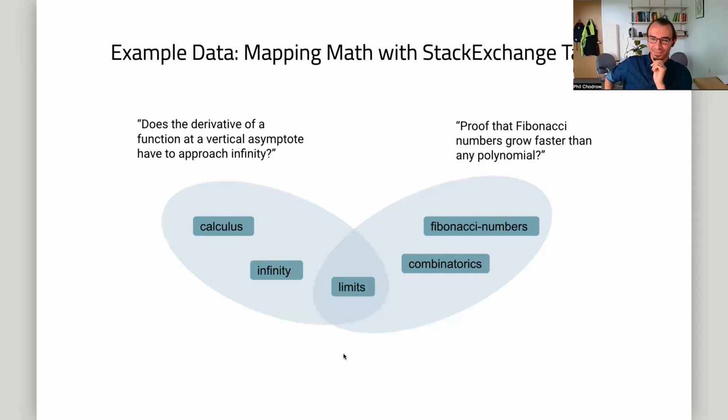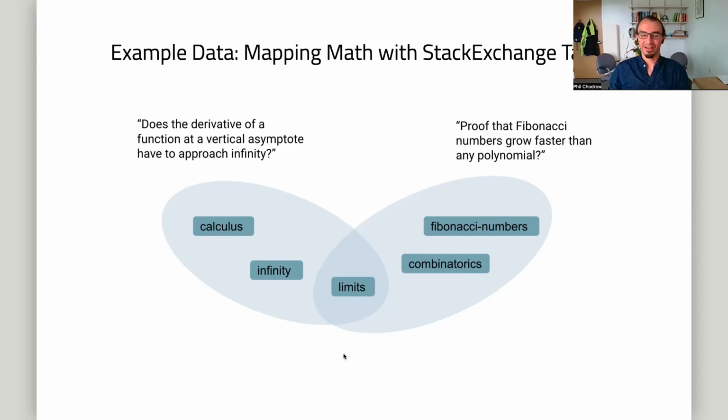So here's an example of some data from Math Stack Exchange. This data was collected by Austin Benson's group. What happens in Math Stack Exchange is that we have questions, and these questions have tags. So what we're doing in this data is we're going to treat each tag as a node and each question as a hyperedge. Two tags, or any number of tags that are all applied to the same question, form a hyperedge containing those tags.